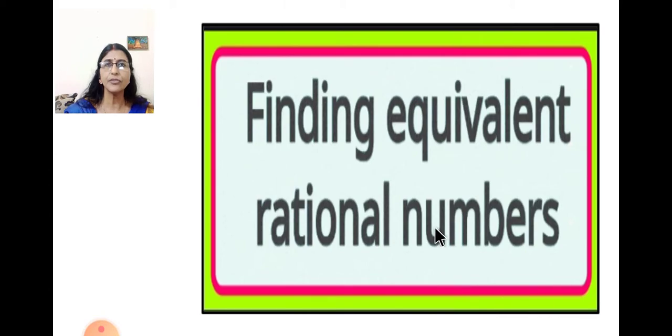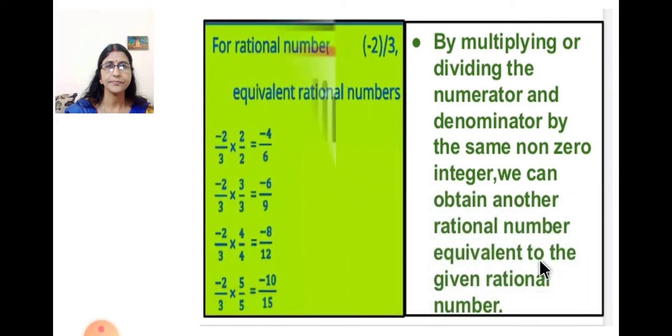Now we will learn to find out equivalent rational numbers. Here is an example, minus 2 upon 3, a rational number, and we will find an equivalent rational number to it. You can see here, minus 2 upon 3. When you multiply numerator and denominator by 2, you will get minus 4 upon 6.